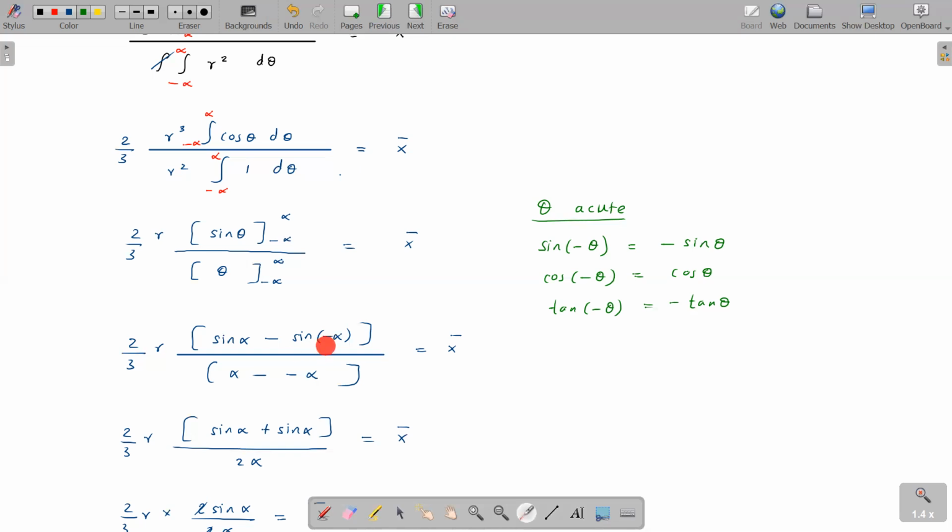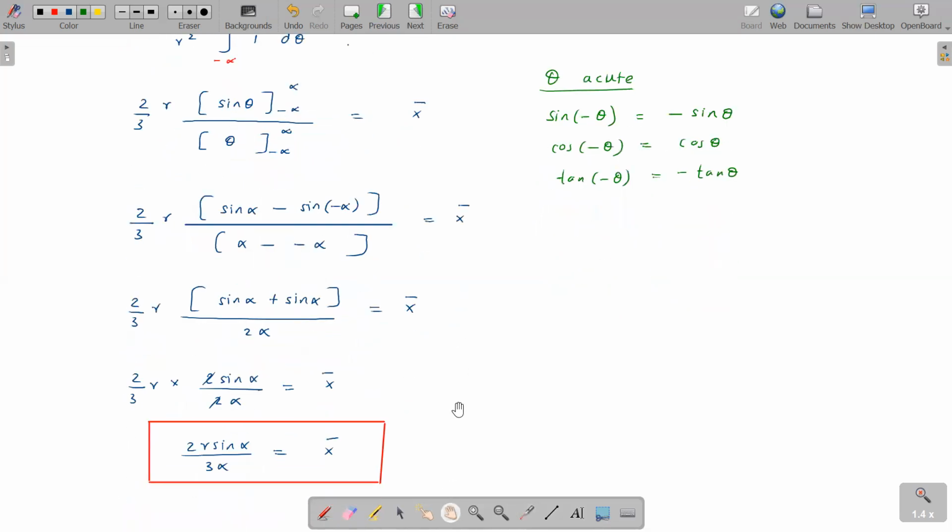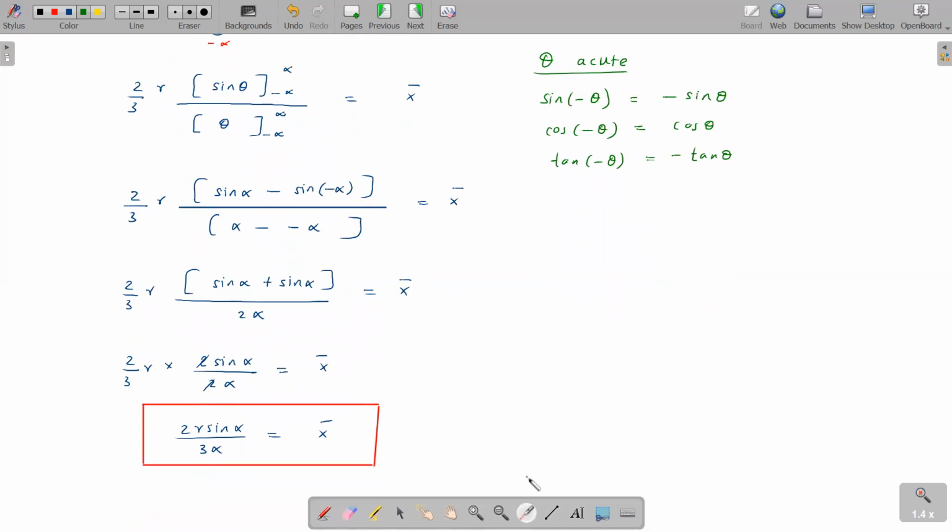So you apply that here, sine minus alpha, the minus comes out, and the minus minus becomes a plus sine alpha. All right, guys. So that's important. And then over here, sine alpha plus sine alpha is 2 sine alpha. In the bottom, you have alpha plus alpha, 2 alpha. The 2 cuts out, and you have the equation that you are already familiar with, right? So you have learned this in N2: x bar is 2r sine alpha over 3 alpha, where alpha is in radians. All right, guys. So this is the proof.